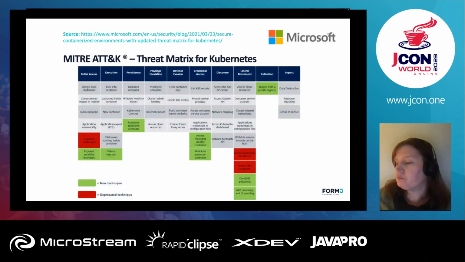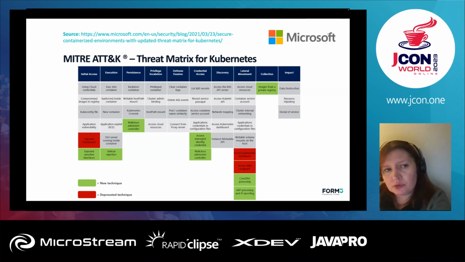Another important resource when it comes to Kubernetes security is this MITRE ATT&CK threat matrix for Kubernetes. This one has been prepared by Microsoft. However, the MITRE ATT&CK framework is an industry standard for modeling threats. And for Kubernetes, this is a new edition, which was for the first time published in 2020 and then updated in 2021.